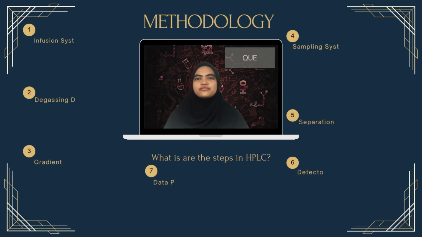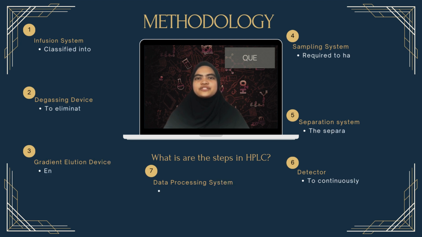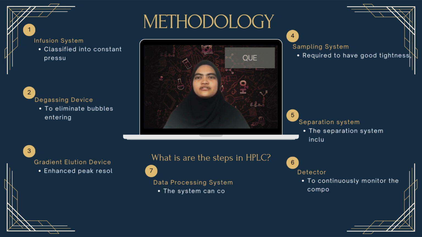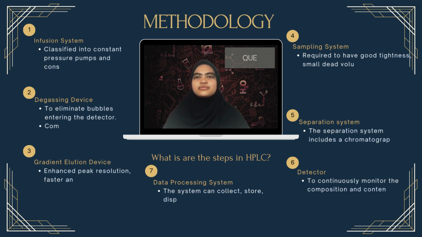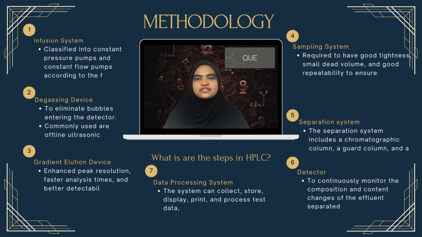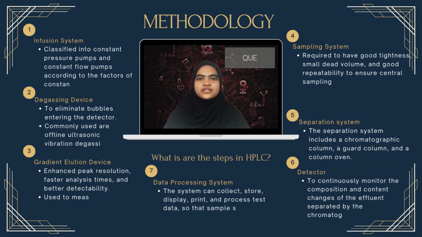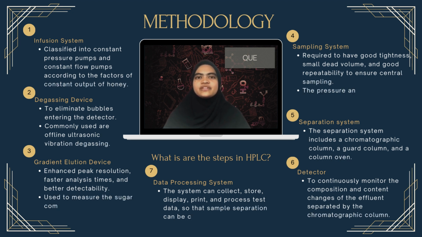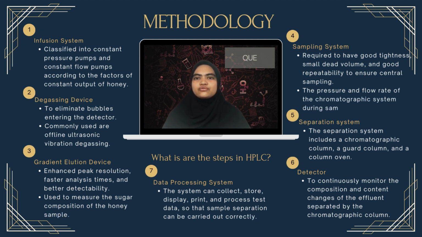The methodology for HPLC consists of an infusion system, degassing device, gradient elution device, sampling system, separation system, detector, and data processing system. The infusion system is used to apply the suitable pressure based on the output of honey. Degassing is used to eliminate bubbles entering the detector, while the gradient elution program is to control the composition of mobile phase within the analysis of honey.